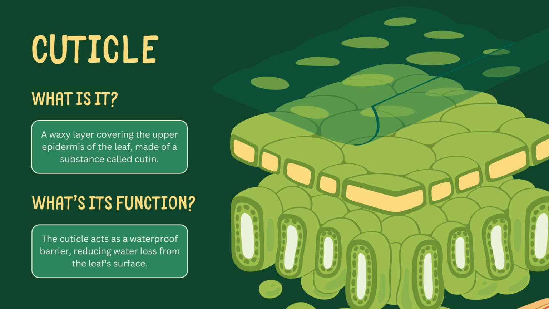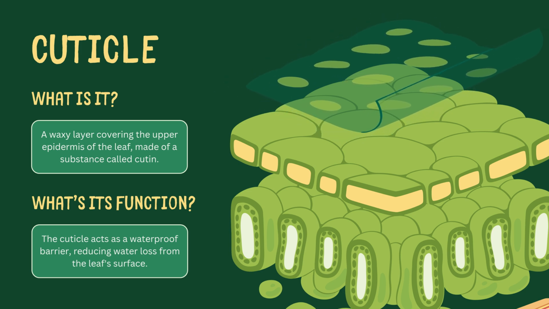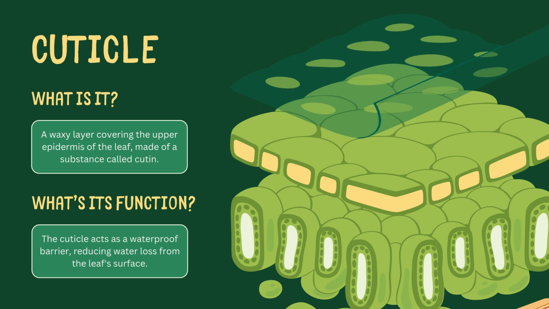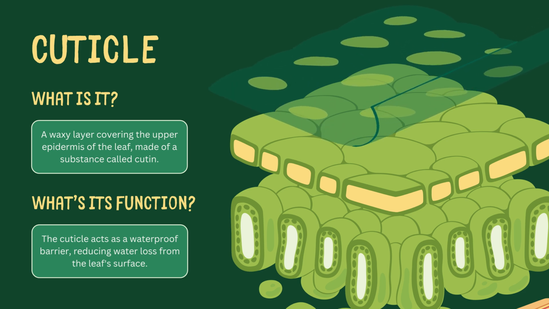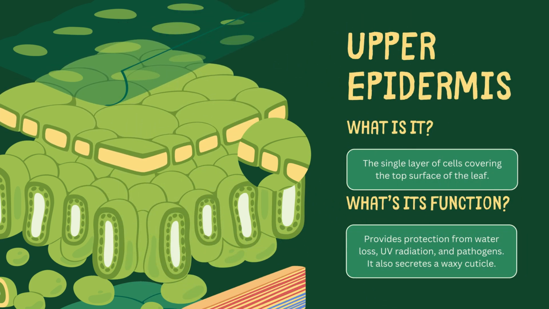Cuticle. What is it? A waxy layer covering the upper epidermis of the leaf, made of a substance called cutin. What's its function? The cuticle acts as a waterproof barrier, reducing water loss from the leaf's surface.